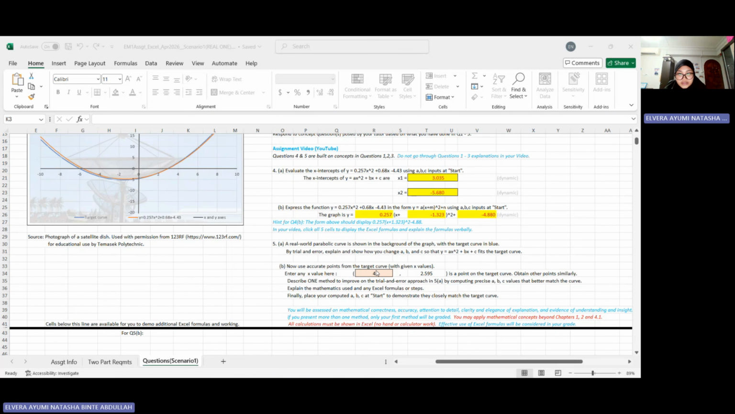So for negative 4, negative 3.6610 is negative 4.645. For 2.595.